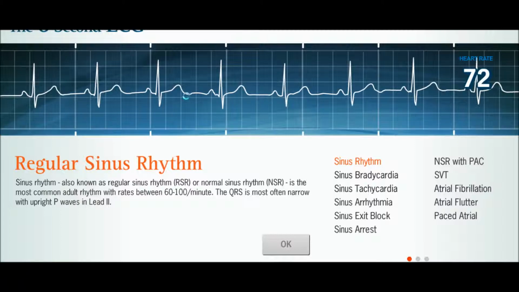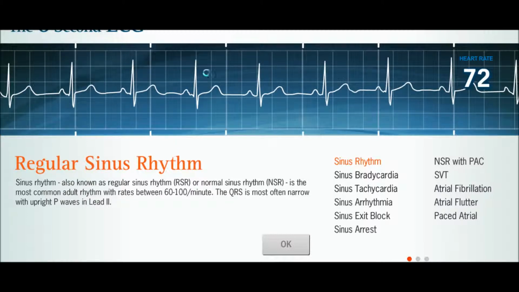So the way I did that is you count down from 300. Each square is equal to 300. So let's even that out here. There we go. 300, 150, 100, 75. So this is around 75 beats per minute.